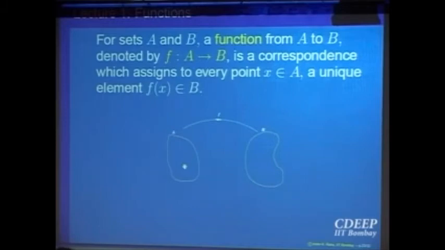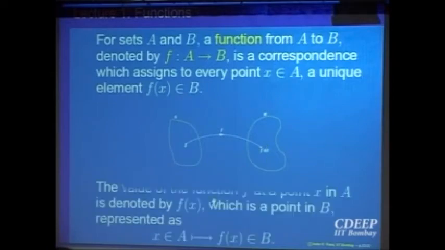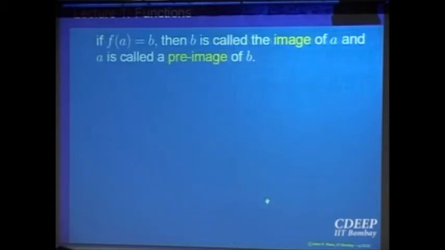So this is a set A, this is a set B. And what does it do? It takes a point x and throws it on some point in B, which we call f of x. So this f of x is called the image of x. Okay, so x belonging to A goes to f of x belonging to B. So if f of a is equal to b, then you call b the image of a, or a the pre-image of b.